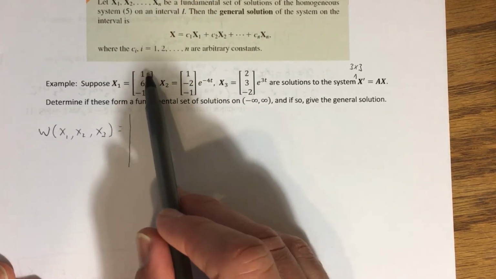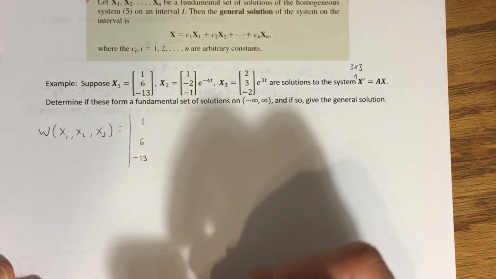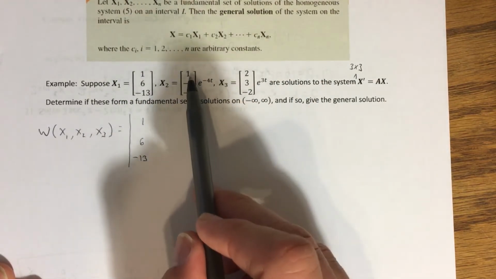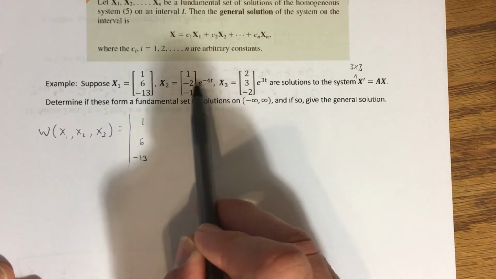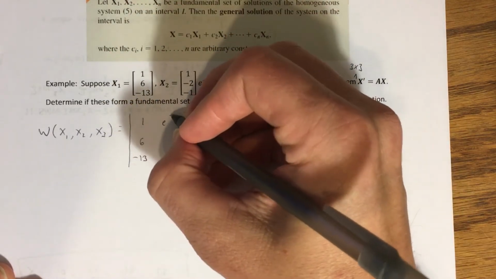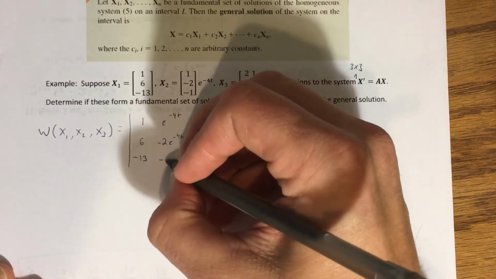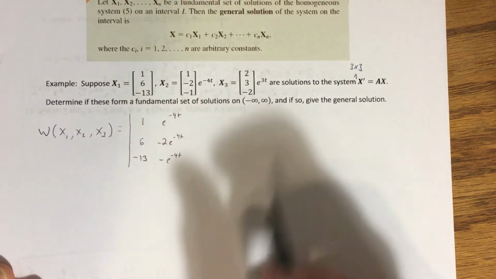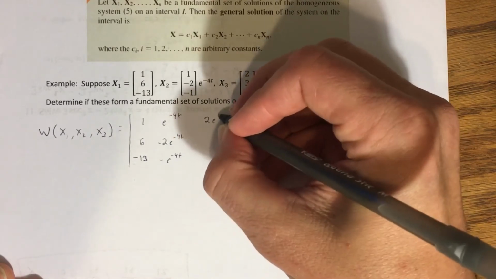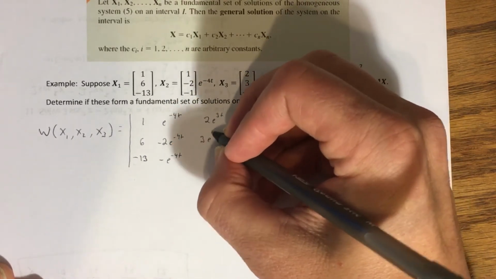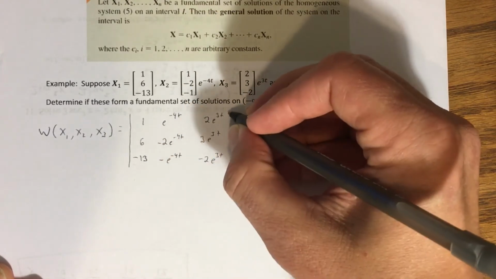So my first column is going to be 1, 6, negative 13. Now the second one, notice it's not just 1, negative 2, negative 1. We have the function e to the negative 4t being multiplied into this. So it's actually e to the negative 4t, negative 2 e to the negative 4t, and negative e to the negative 4t. Similarly, this column is not just 2, 3, negative 2. It's 2 e to the 3t, 3 e to the 3t, and negative 2 e to the 3t.